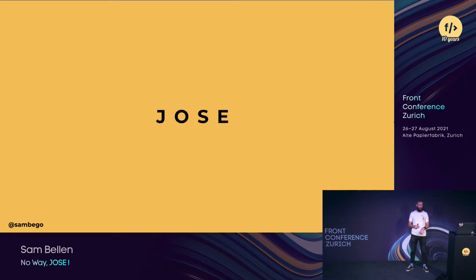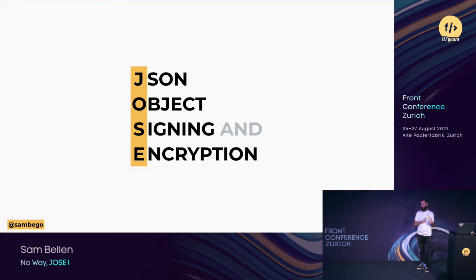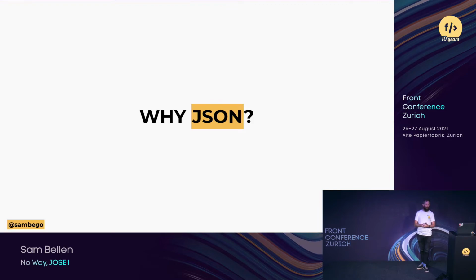Okay, I've rambled on about hashing, keyed hashing, signing, and encryption to get to the actual point of this presentation, which I still have 8 minutes for, which is JOSE, JSON Object Signing and Encryption. And it's basically a framework, a standard that hosts a bunch of different smaller things. But first up, why JSON?